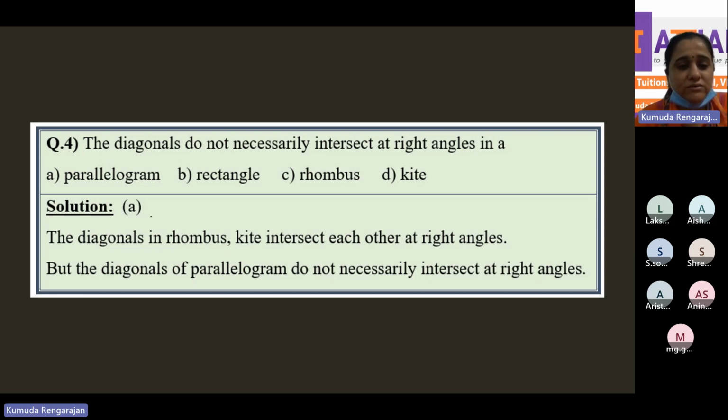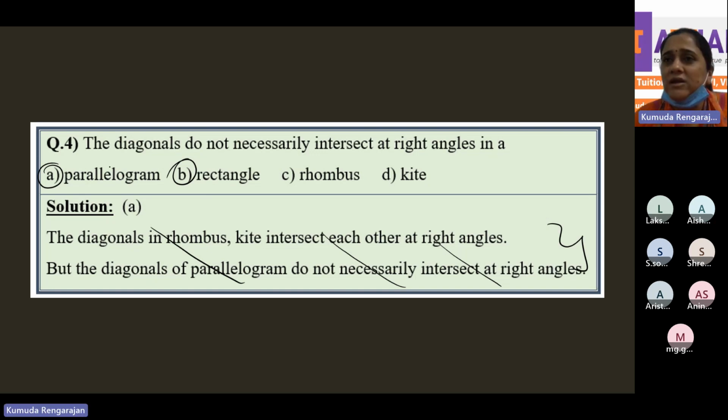Now let me repeat this one. In a parallelogram, diagonals do not meet at right angles. In a rectangle, diagonals do not intersect at right angles. In a rhombus, the diagonals will always meet at right angles. In a kite also, they'll always meet at right angles. So here we have two options, A and B. I'll just correct this slide. Okay, you just ignore this.